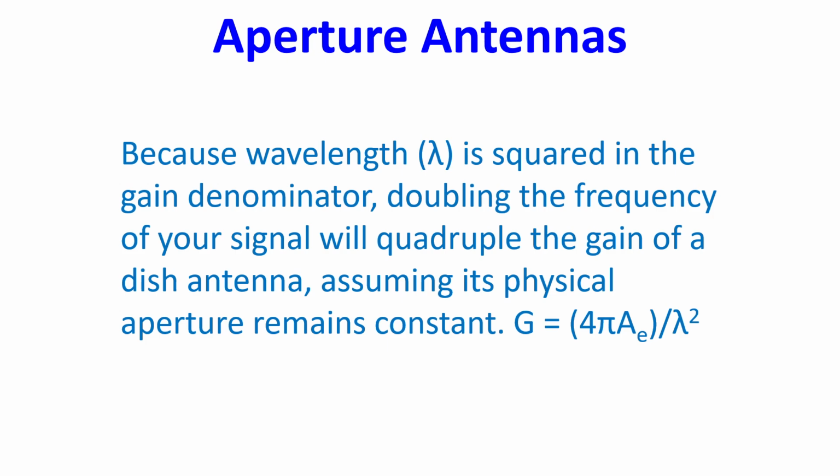Because wavelength λ is squared in the gain denominator, doubling the frequency of your signal will quadruple the gain of a dish antenna, assuming its physical aperture remains constant. G = 4π A_E / λ².